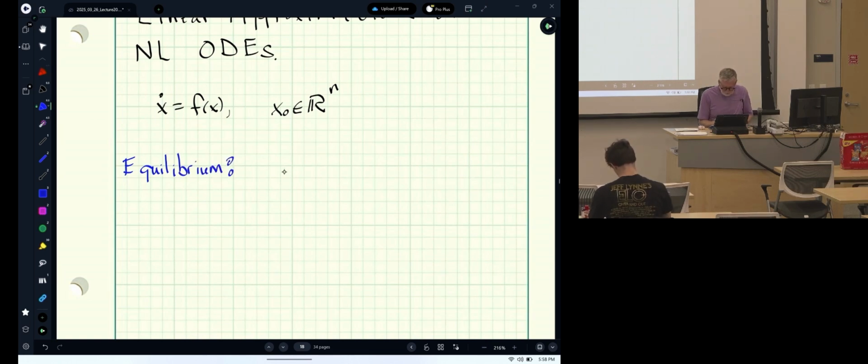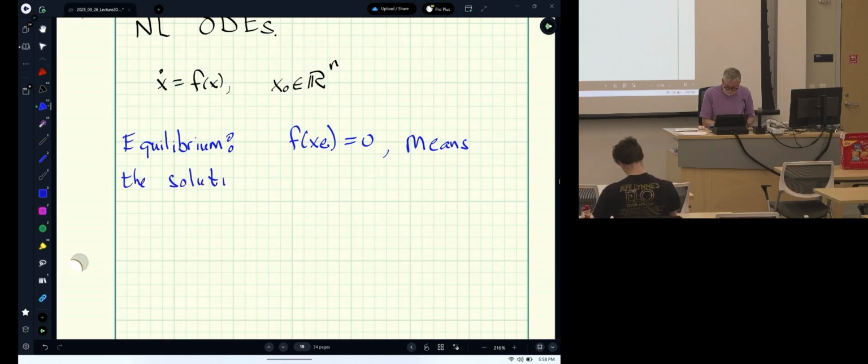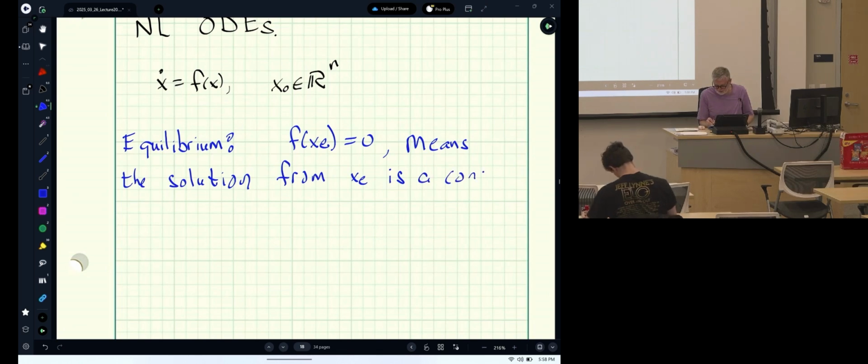So an equilibrium is when f of x_e equals 0, which means the solution from x_e is a constant vector.